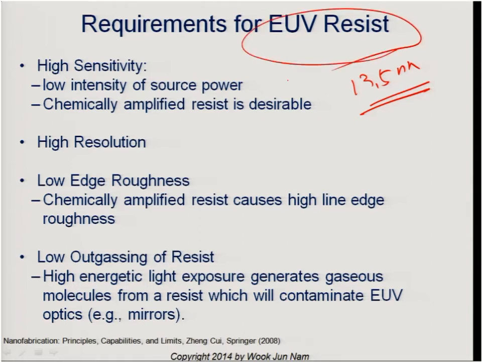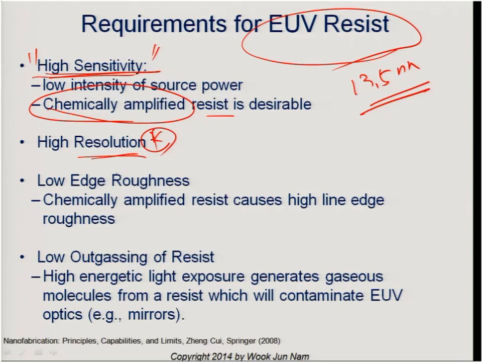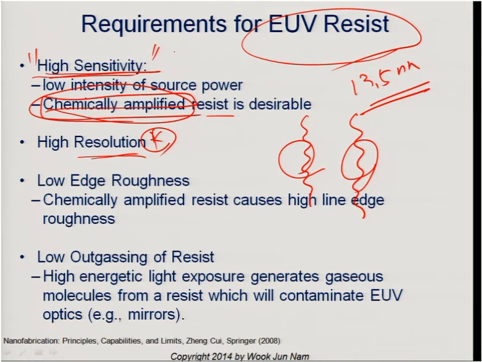So EUV resist should have a very high sensitivity. High sensitivity means what in photoresist? Need a low dose. So using the chemically amplified resist is essential, so we can reduce the exposure time. It also needs to offer high resolution. But one of the drawbacks of using the chemically amplified resist is it always has rough edges. So we should use the chemically amplified resist to increase the sensitivity in photoresist. But this edge roughness is another problem we need to solve.